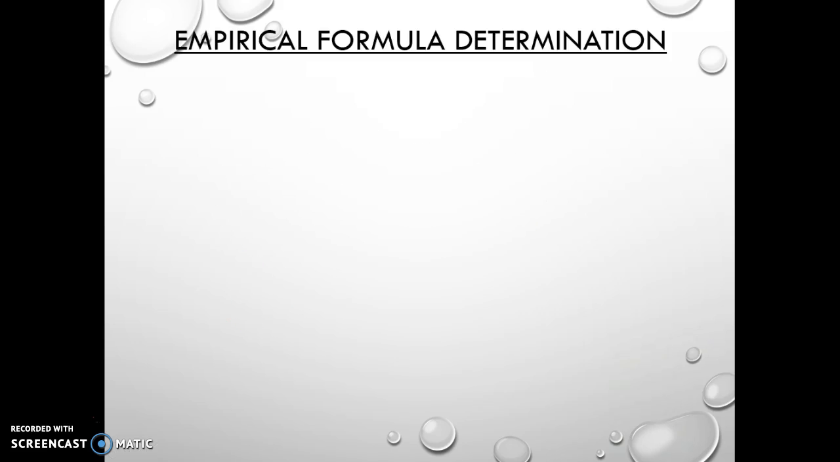All right, how do we calculate empirical formula? If we're given some information like percent composition or experimental data, what do we need to do to be able to calculate empirical formula? So this is where I'm going to give you a methodology. It's different than the methodology I gave you for the mole conversions, but it's a methodology nonetheless, and it actually involves mole conversions as well.